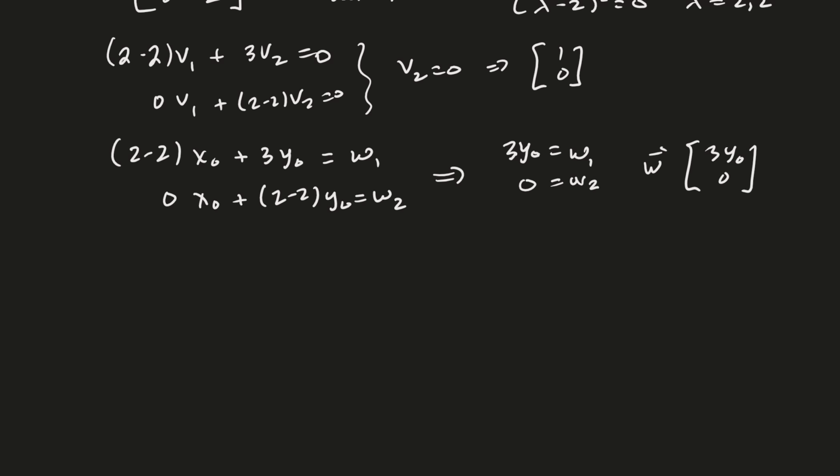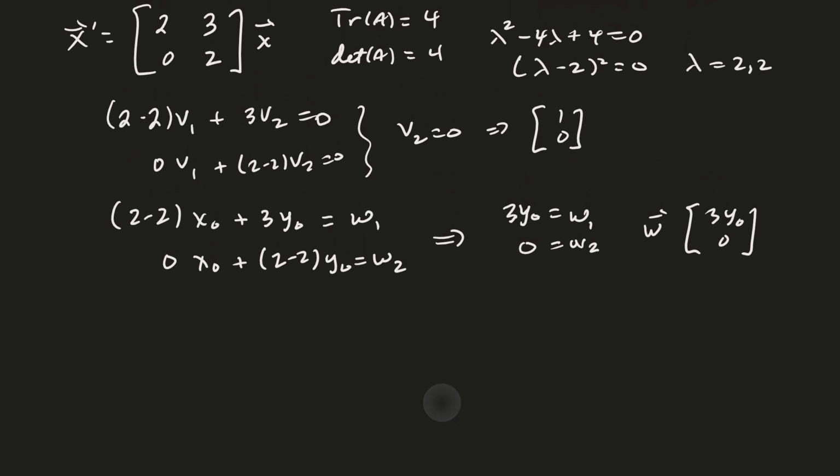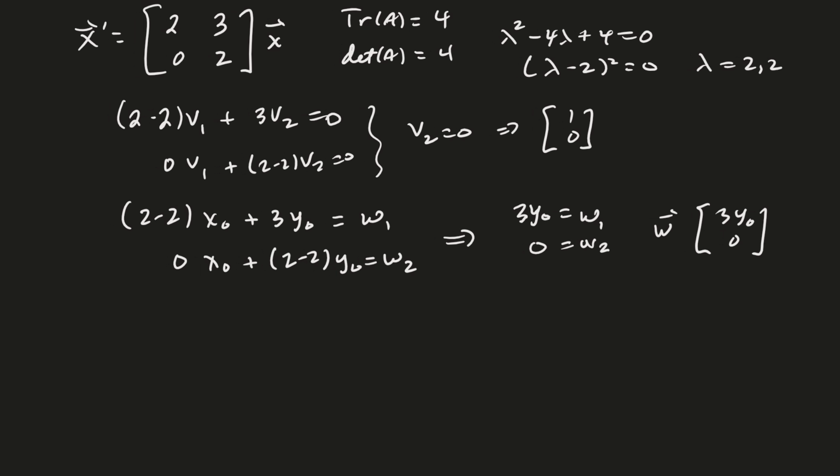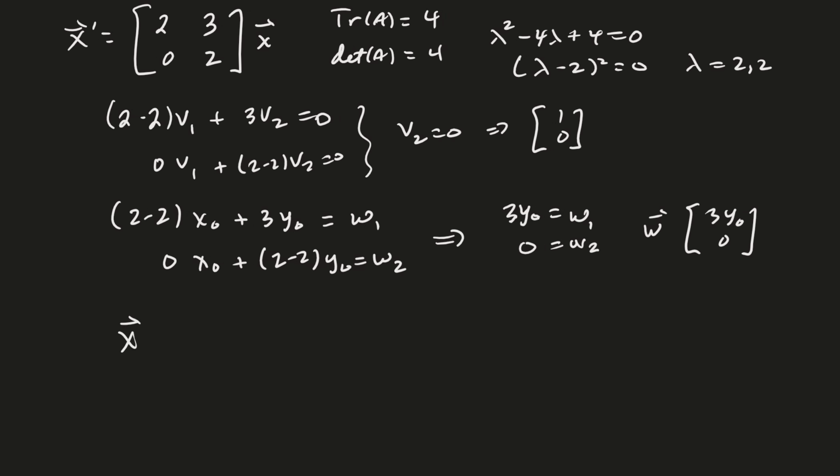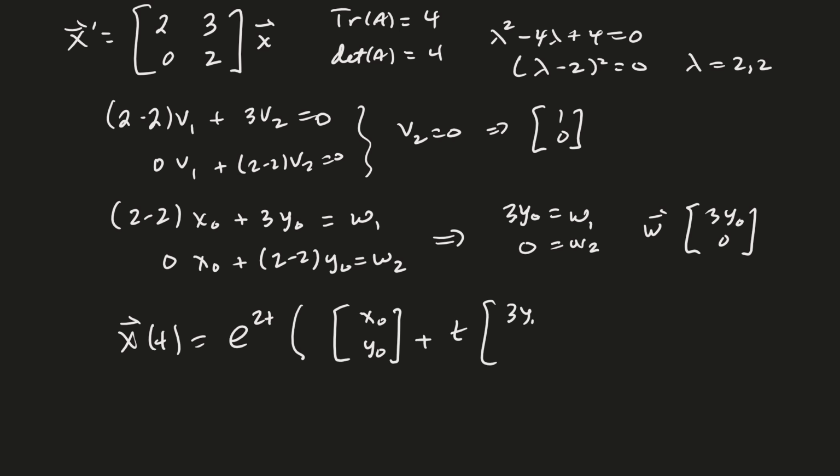And so now we have our solution. Let me pull this down so you can see. Our solution is x of t is equal to e to the 2t times x0, y0, plus t times 3 y0 and 0. Good.